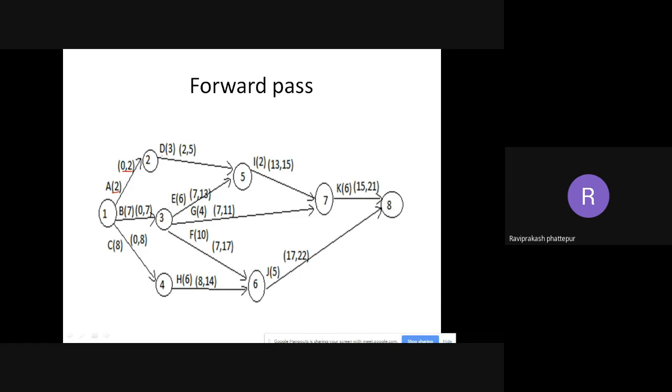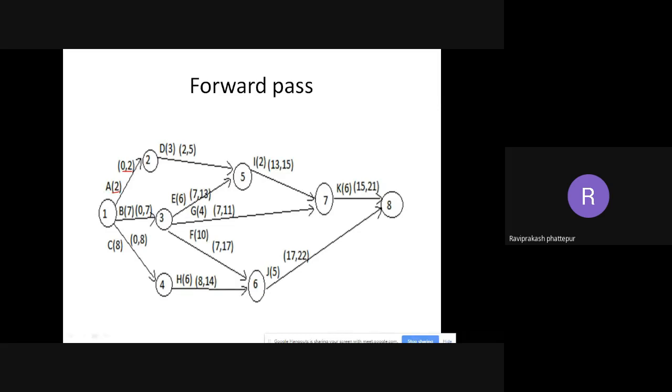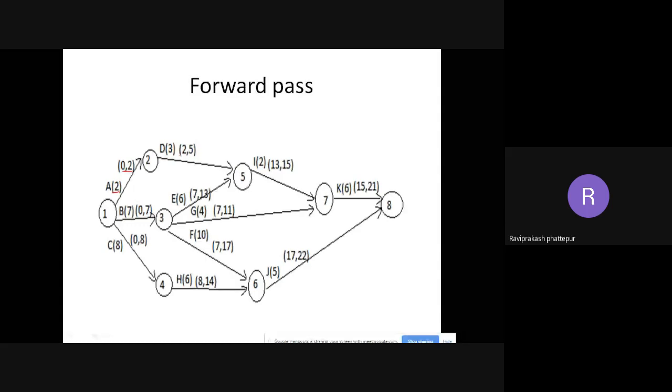So coming to node 2 now. For D, it will start after activity A, and activity A finishes at 2. So the activity D will start at 2 itself. So 2 plus the duration required for activity D, which is 3. So 2 plus 3 is equal to 5. So 2 comma 5. Right.